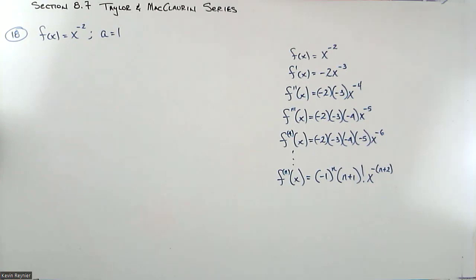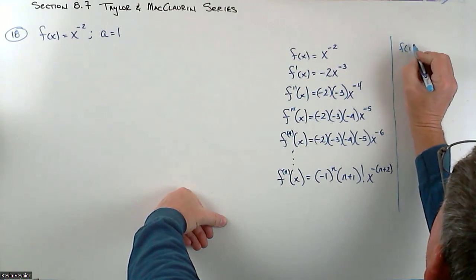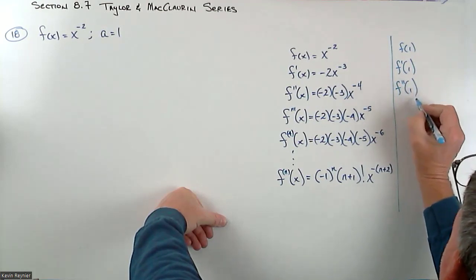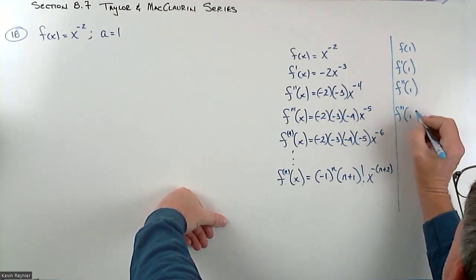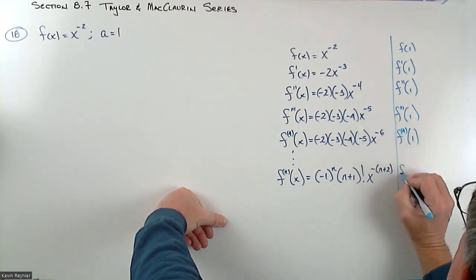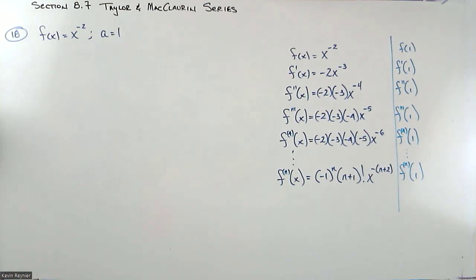And from here, right, what do we want to do next? We want to evaluate each of these at x equals 1, right? Because a equals 1. So if we just draw a line over here, we're going to find f of 1, and then we're going to find f prime of 1, f double prime of 1, f triple prime of 1, the fourth derivative evaluated at 1, and then the nth derivative evaluated at 1, right? That's our ultimate goal, to get down to the nth derivative evaluated at 1.